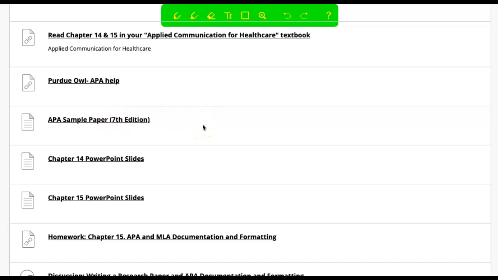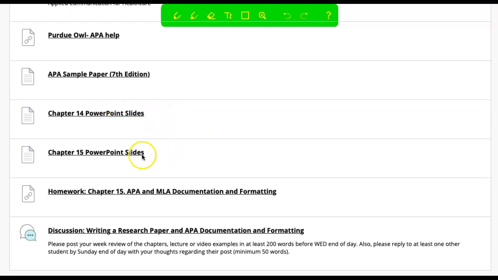We're on the 7th edition of APA, so don't get confused with 6 and 7 editions. Make sure you use the 7th. It's the newest edition. I'm sure 8th will come out soon, but it's not out yet. Chapter 14 and chapter 15 in your PowerPoint slides are located here as well. And your homework, I'll put the due date under here and fix this. Well, it already says end of day, so that's good, but I'll put the due date here.